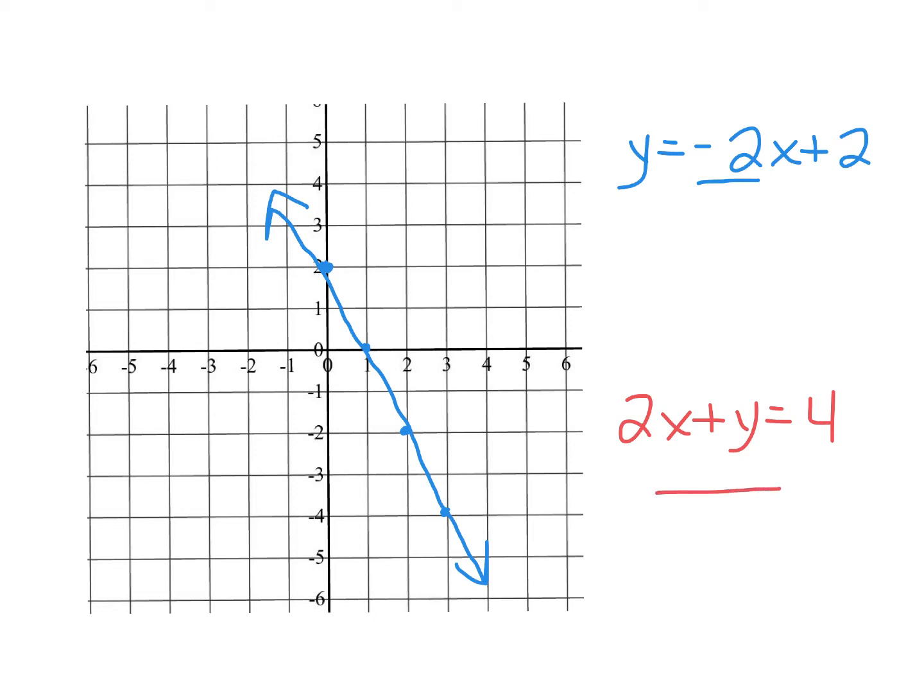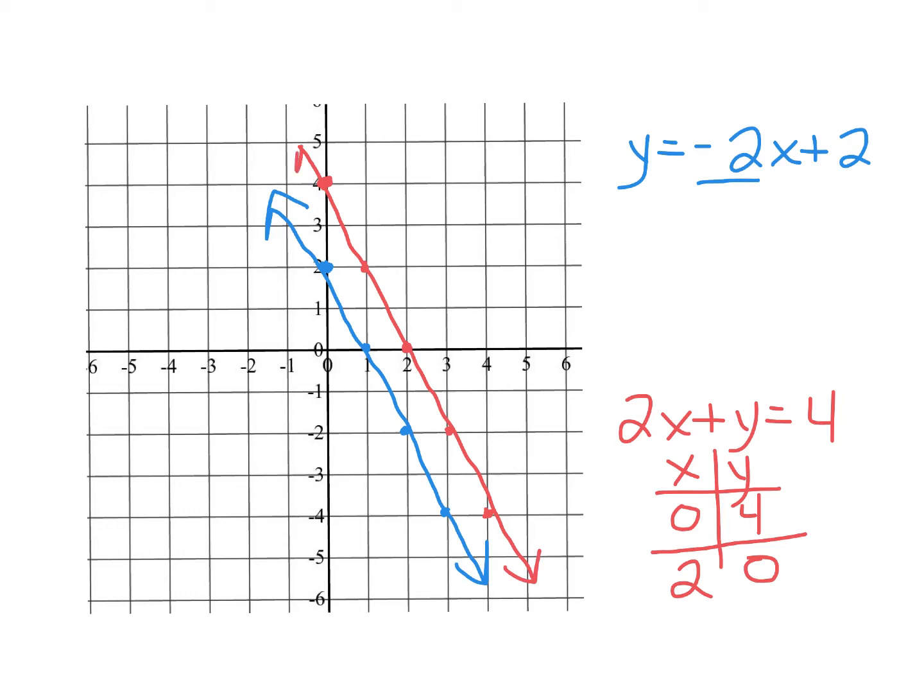For the other one, it's written in standard form. I have an x and a y for my t-chart. If x is equal to 0, y is equal to 4. If y is equal to 0, x is equal to 2. So I'm going to go through and plot those also. I'm going to put a dot at (0, 4). I'm also going to put a dot at (2, 0). And I could use the idea of slope again, and I'm going to put in some other points that I know will work for that particular equation. I'm going to draw that line as well.